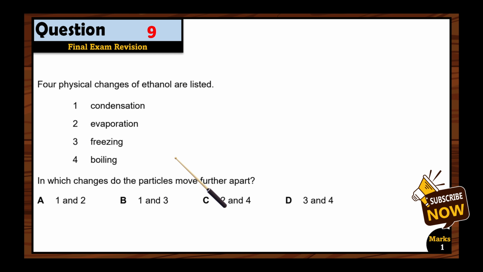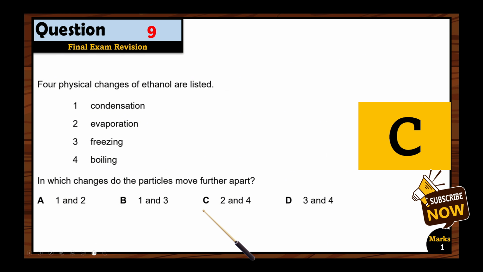Let's see question number 9. 4 physical changes of ethanol are listed here: condensation, evaporation, freezing, boiling. In which changes do the particles move further apart? The particles can move further apart only in gases, right? So we have to see which process is responsible for the formation of a gas. Option number 2, evaporation, of course we will get the gas, and boiling. So evaporation and boiling are the right answer, 2 and 4. Where can we find 2 and 4? Yes, option number C. So option C is correct.